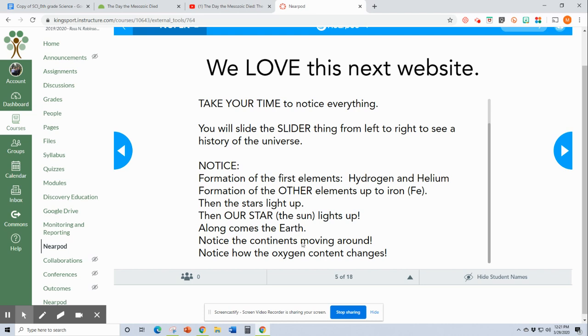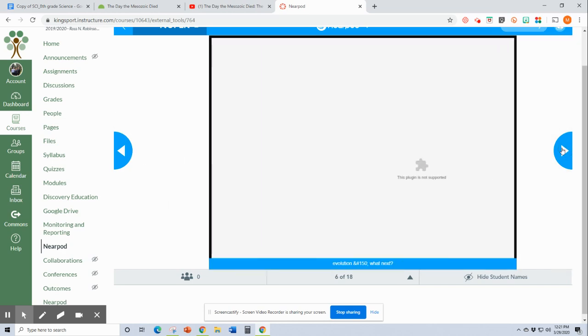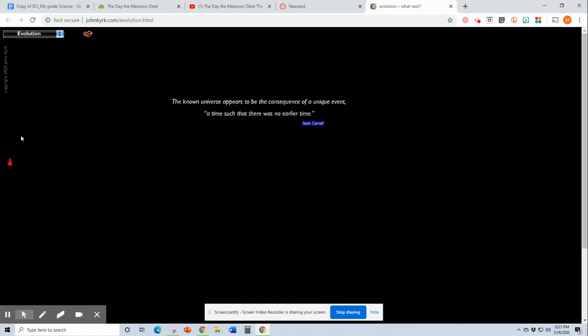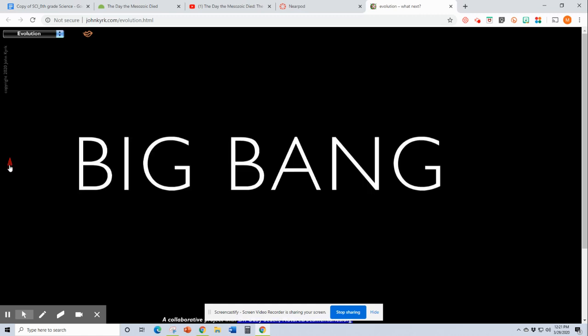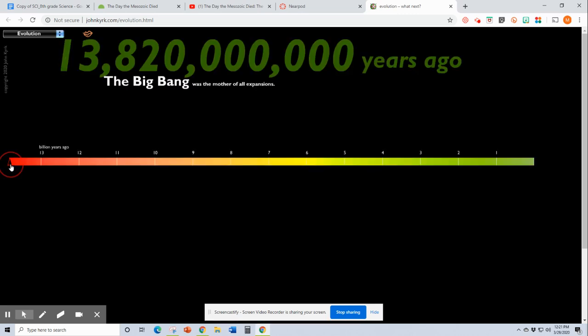But once we do get the Earth, you'll notice again on this website that they kind of are trying to show the continents in motion, and they're even showing you how the oxygen content in the air was changing. So here's what it looks like. You will probably get something that looks like this when you click, all right? And that's okay. You just click on there and it will let your Flash player come up. And do you see over here, there's this little bitty red thing? That little red thing is your slider, okay? And so you can click on that and it's a timeline.